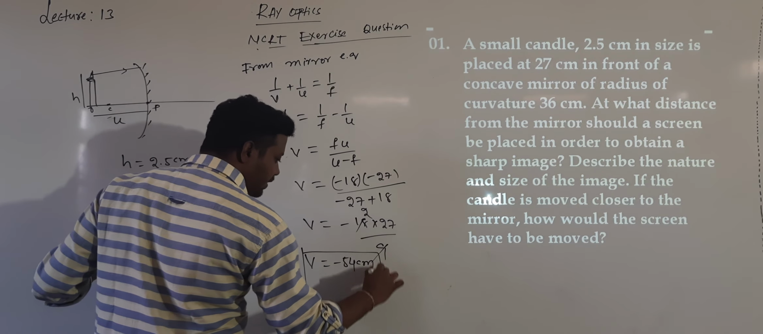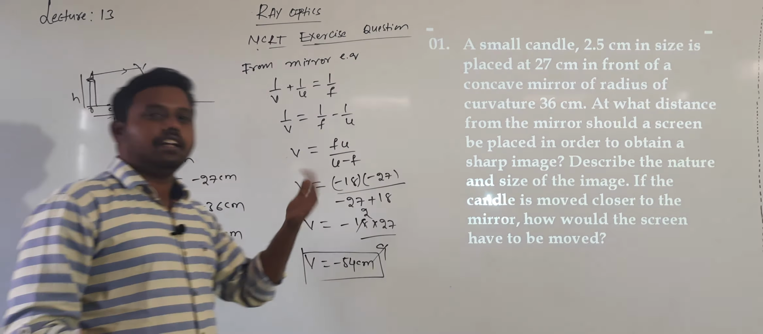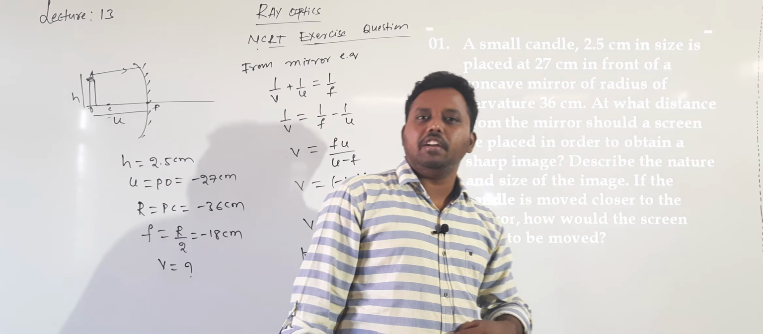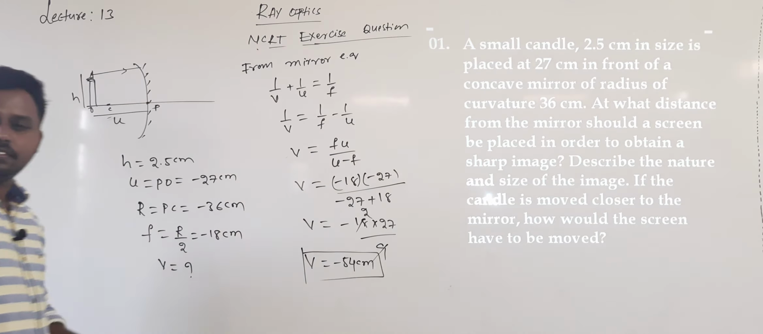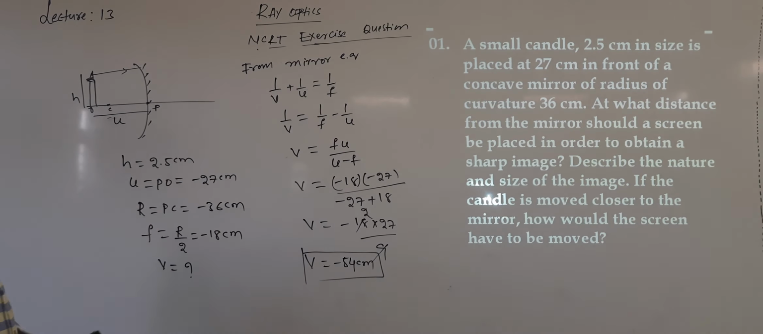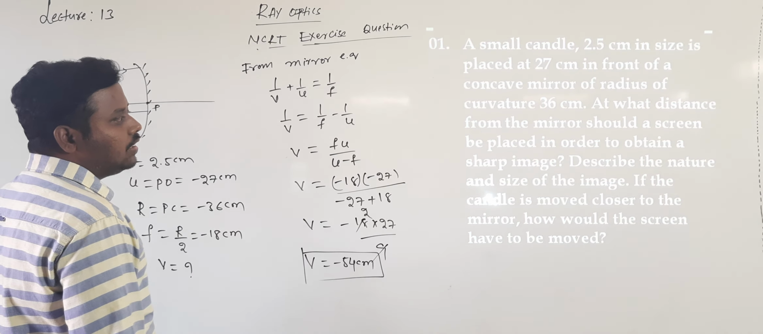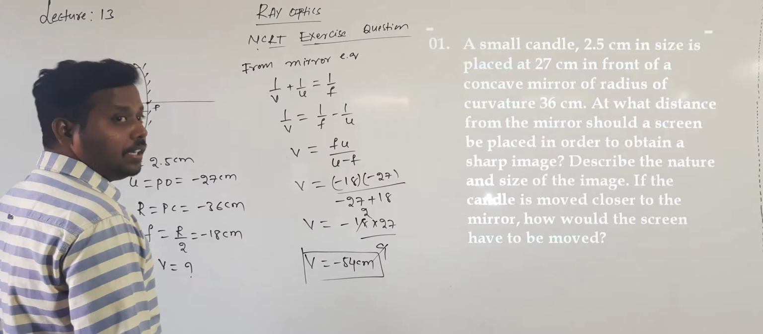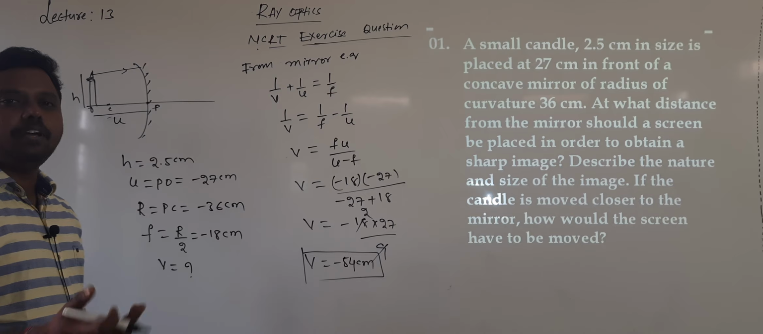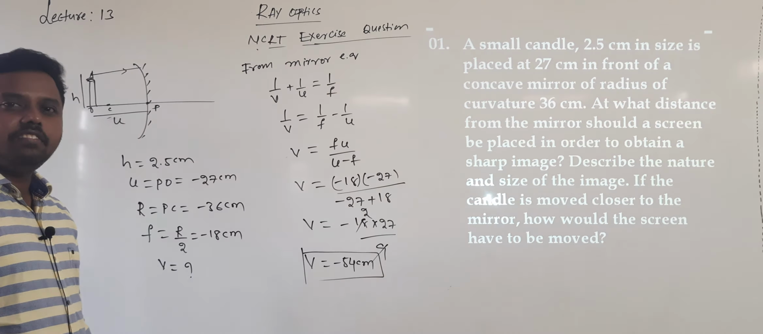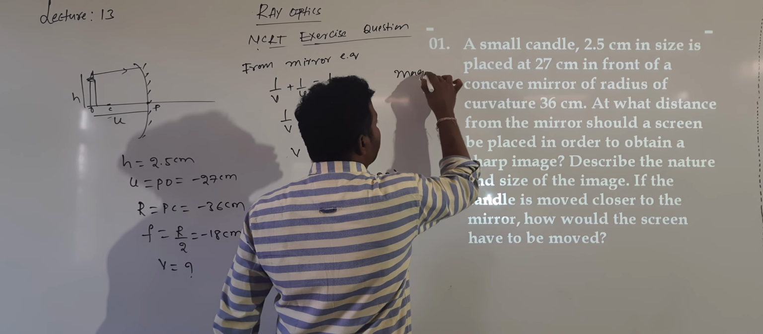This minus sign indicates that the image will be formed on the same side of the mirror, the left side only, at a distance of 54 centimeters from the mirror. Okay? So this is where we have to keep the screen. After that, they are asking what the nature and size of the image is. The image is formed by a concave mirror, so it will be a real image. Whether it is real and inverted or not, let me see the definition of magnification.